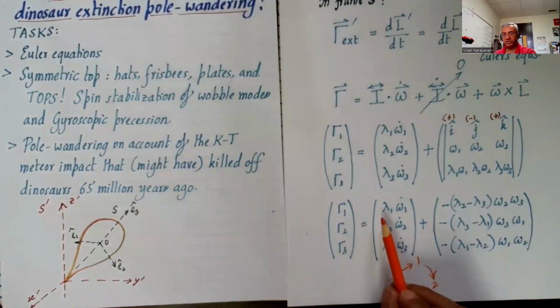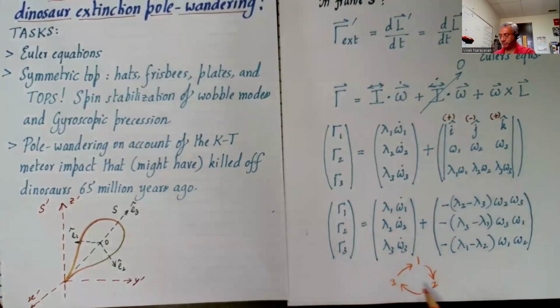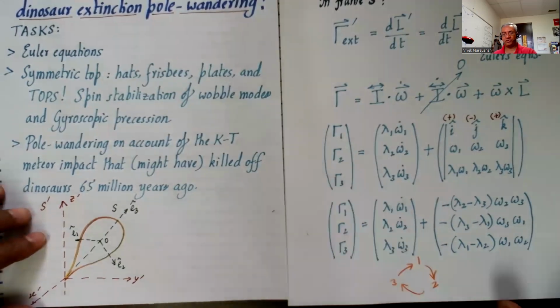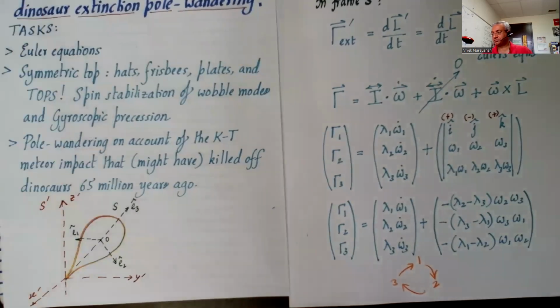So 1 comes with 1 here, and then 2, 3. 2 comes with 2 here, and then 3, 1. And then 3 comes with 3 here, and then 1, 2. So the minus sign enables you to have that symmetry. So that's Euler's equations written out in full detail. Now to use these equations to address these various problems is our next ambition.